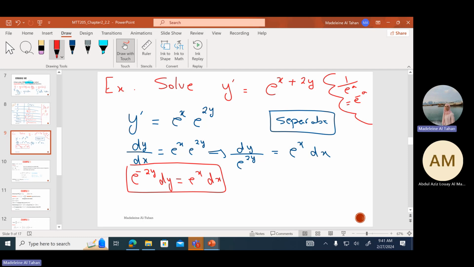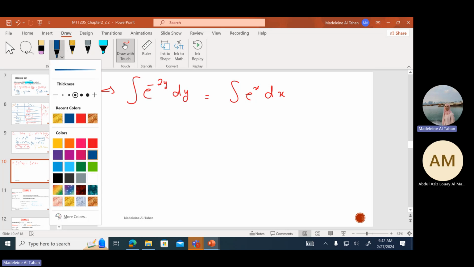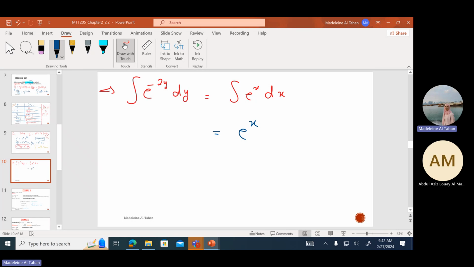We reached this one. Now the next step, what do we need to do? We will integrate both sides. So what will we get when we integrate this? We will get e^(-2y) dy equal to e^x dx. This step, are you okay with it? We need to integrate now. This one, from the table of integration, is e^x, right? Yes. Plus constant.